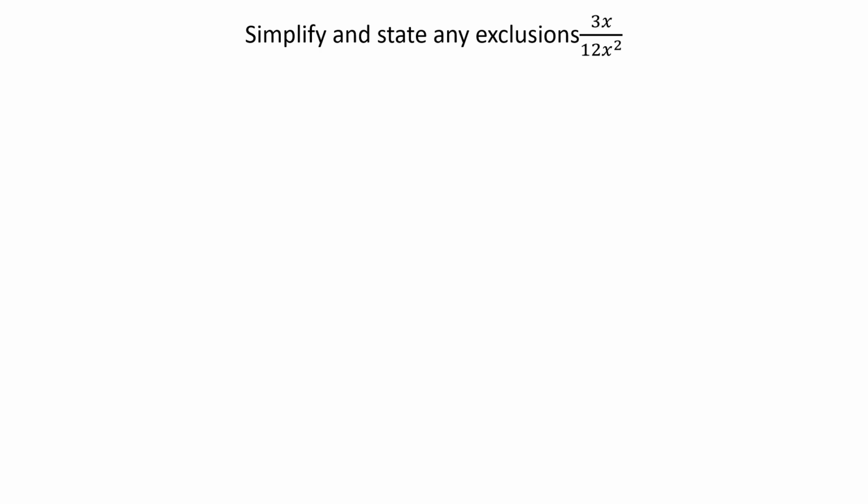So the problem tells us simplify, state any exclusions. So the first thing we're going to do is simplify. You're going to do that by canceling things out. Okay, so I'm going to give you a second. Spread this out and factor or cancel out the greatest common factor. I'll give you just a second to do that.